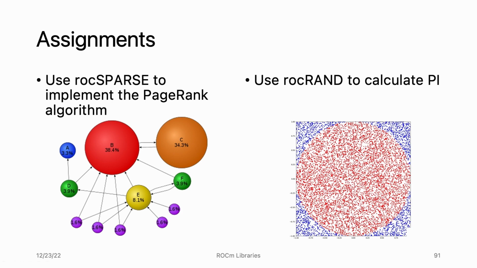And second, as we have done before, we can use the Monte Carlo method to calculate pi. Previously, we generated random numbers with the CPU. And now we have an implementation that can generate random numbers on the GPU and is expected to be faster than generating random numbers on CPUs. We can try to use the rocRAND library to calculate pi.